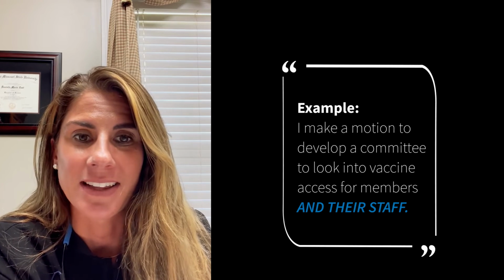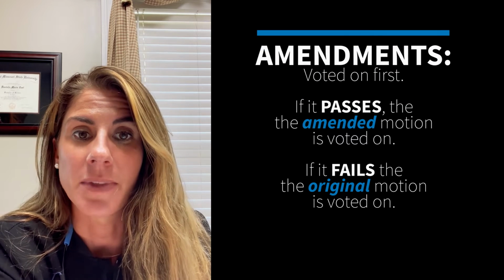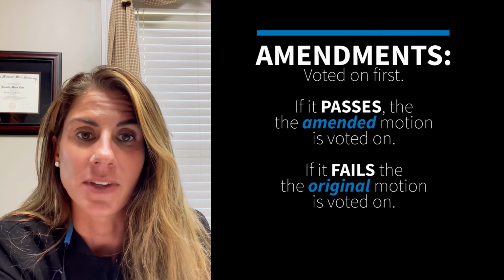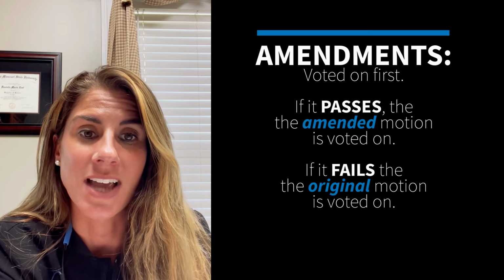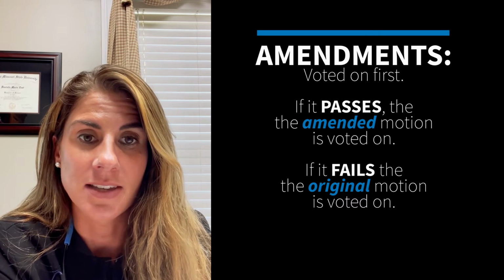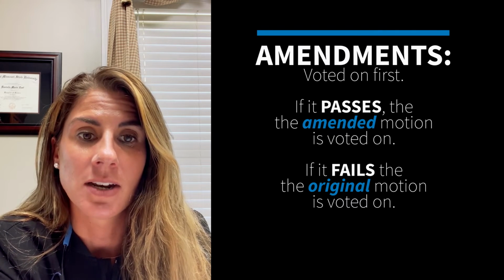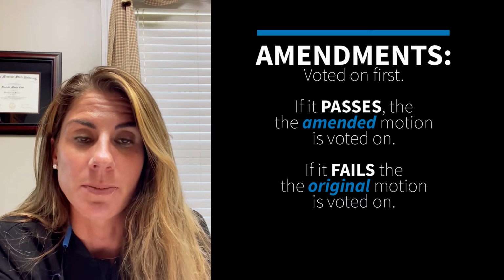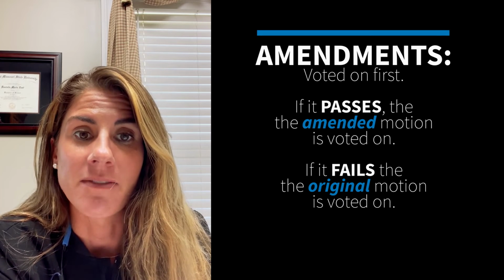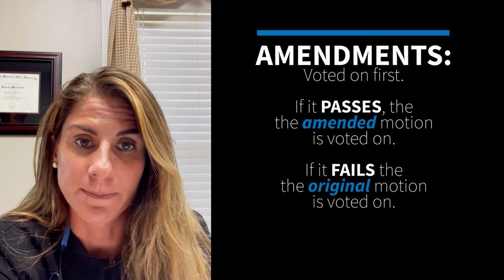So by adding the word staff to that initial motion, that is what is called an amendment. So the amendment would then be the action item that is on the floor. So that would be the item that the group is going to discuss and vote on first. If the amendment does end up going through that process and passing, then the motion in general would then also have to be approved. If the amendment fails, then discussion continues back on the original motion.